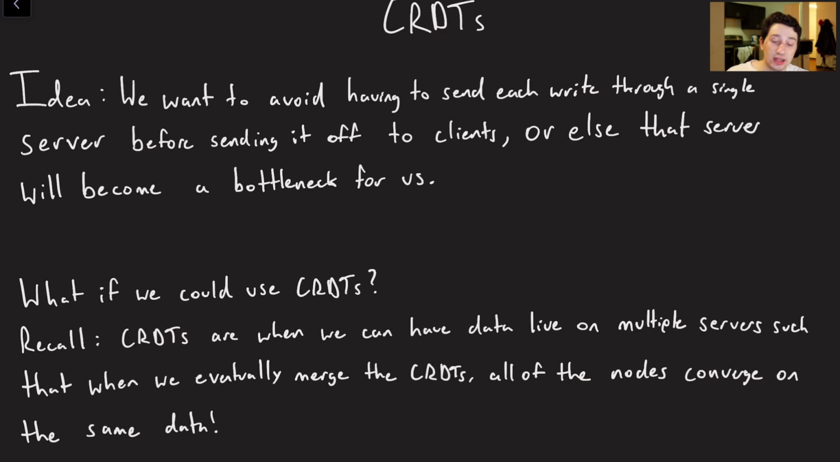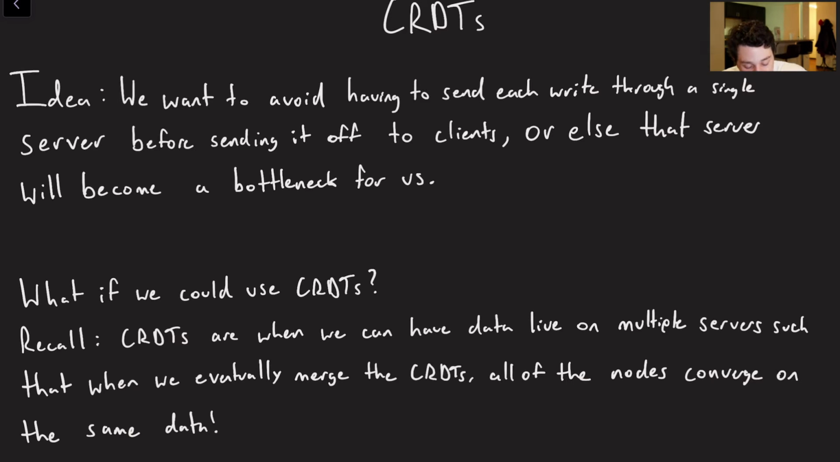Obviously, every client has to see every single write, but if we can have 3 servers instead, and you randomly send a write to one of those 3 servers, and then one of those 3 sends them to all the clients, that would mean that we could then support a lot more writes at the same time. So that is the idea behind using a CRDT here.